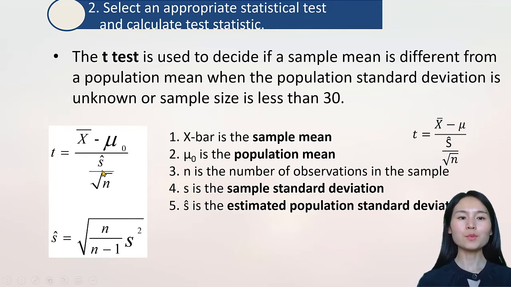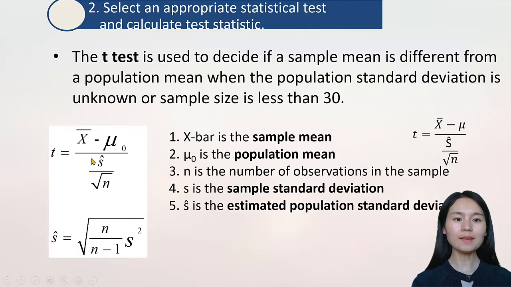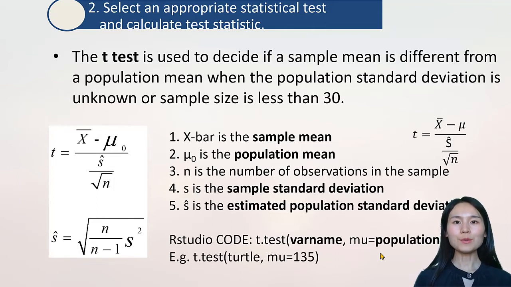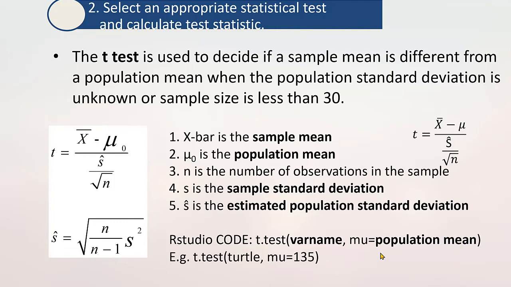And here, because we don't know the population standard deviation, we substitute with the sample standard deviation, but also by estimating it by multiplying and dividing so that we are avoiding some sample bias. In RStudio, you can write this code to calculate the t-statistic. t.test, parentheses, variable name with mu. And here, the variable name is turtle, and the mu is the population mean equals 135 kilograms.